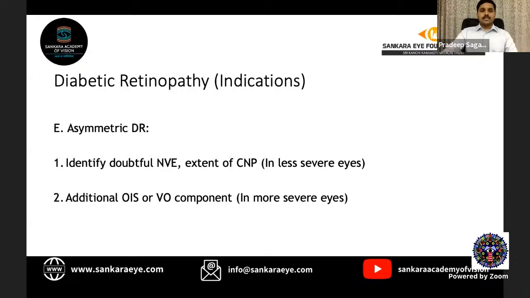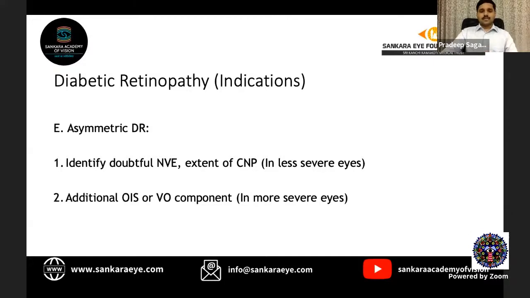So the other indication is in cases with asymmetric diabetic retinopathy. In some situations, a patient may have one eye with severe disease, such as proliferative diabetic retinopathy or an advanced diabetic eye disease, but the other eye may have a moderate or a mild non-proliferative diabetic retinopathy. In such situations, we consider fluorescein angiography to rectify whether the less severe disease is actually less severe or whether there is any neovascularization or any capillary non-perfusion areas which we have missed on clinical examination.